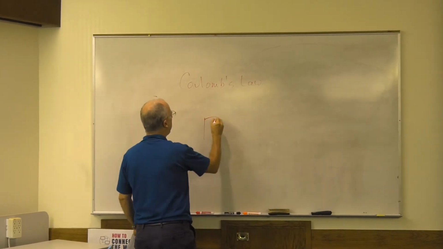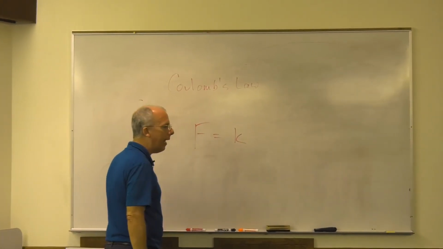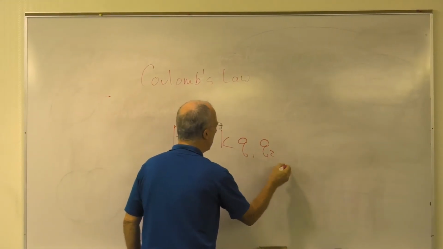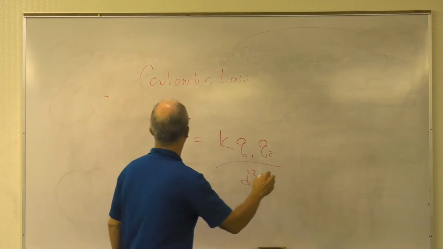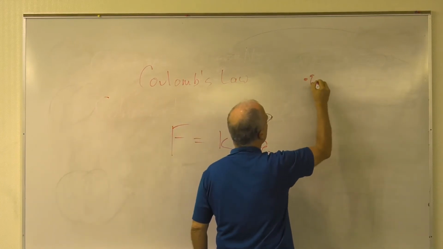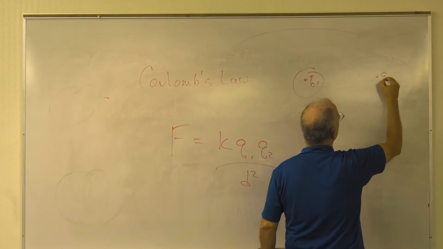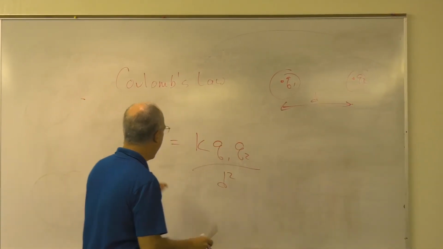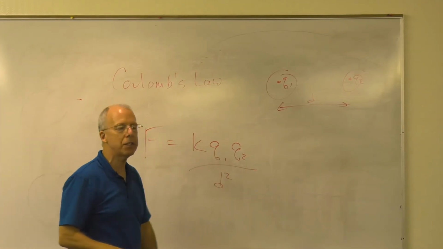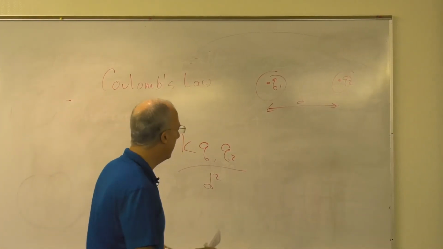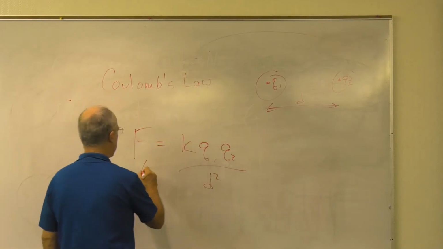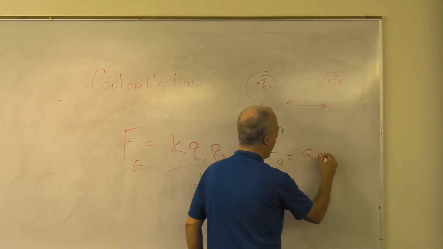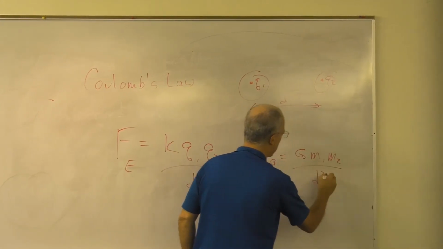So Coulomb's Law: the force is a constant K, which we'll get into later, times Q1 Q2 divided by the distance squared. Sorry, I forgot to draw it. So here's a Q1, here's a Q2, and here's the distance between them. So it's K Q1 Q2 over d squared. Where have you seen something like that before? Gravity, right? Remember gravity? This is an electric force. Gravitational force was G mass 1 mass 2 divided by the distance squared.